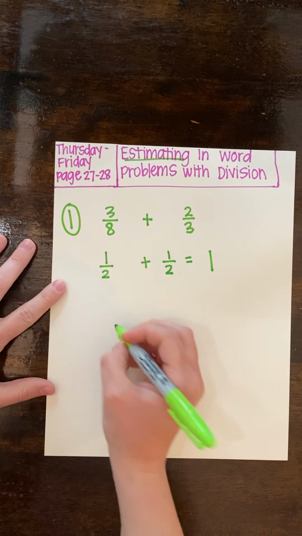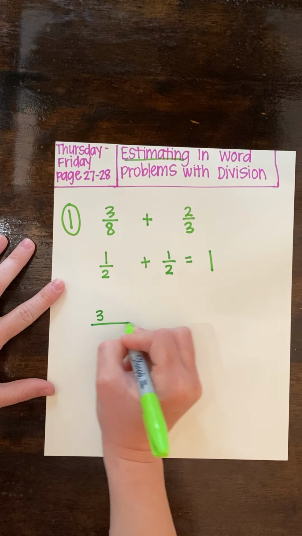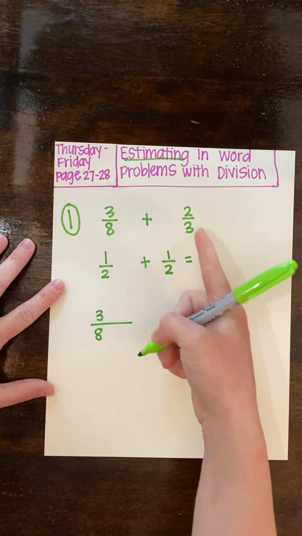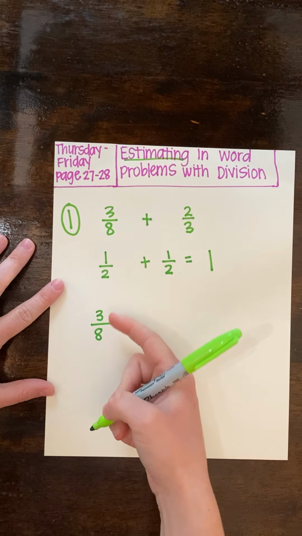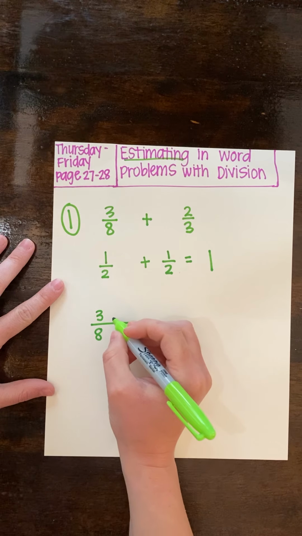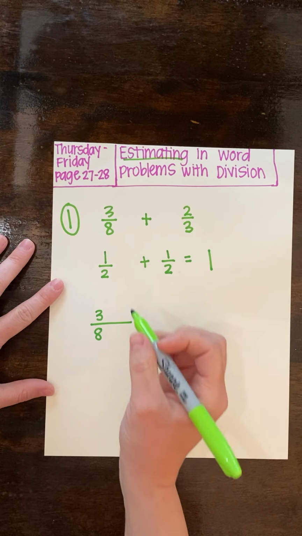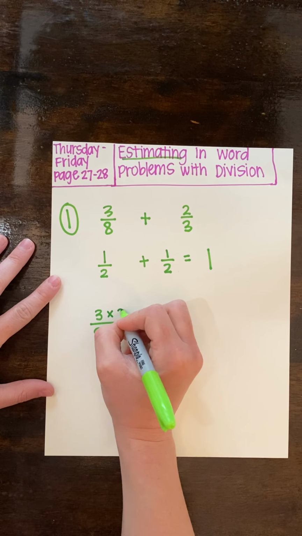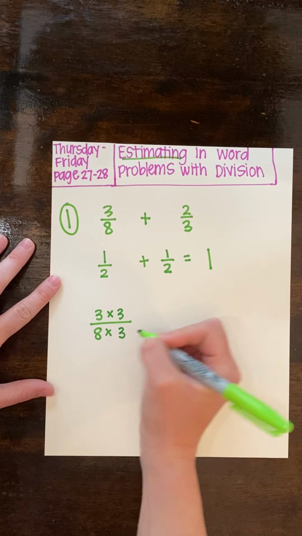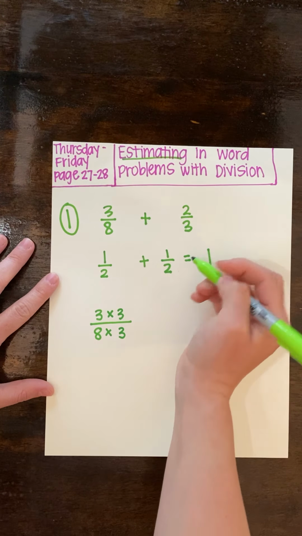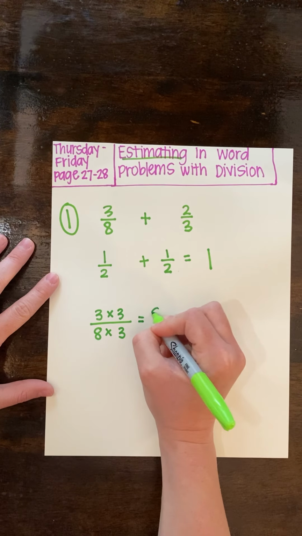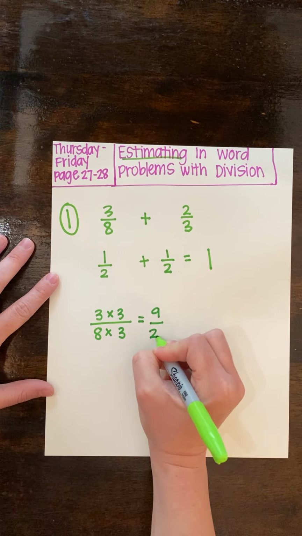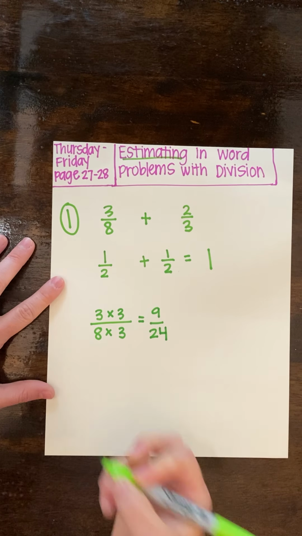I can go through and check by multiplying by the opposite denominator and getting the fractions that I can add together. So I have 3/8, I'm going to multiply 3/8 by 3/3 because that's the other number's denominator. 3 times 3 is 9. 8 times 3 is 24. So I have 9 24ths.